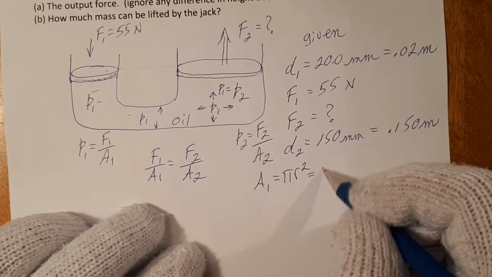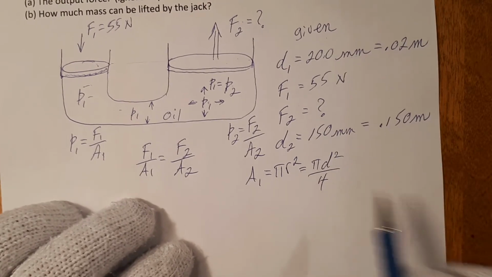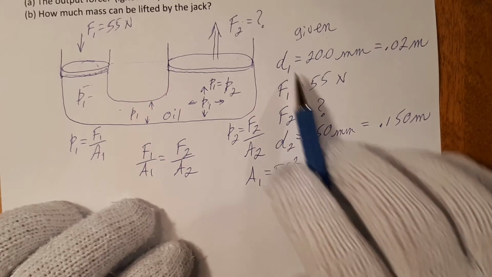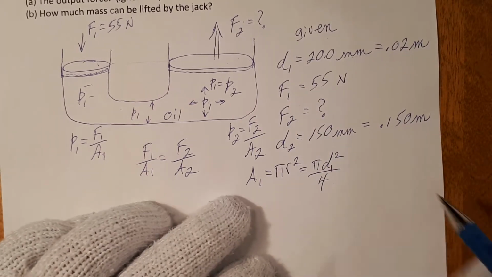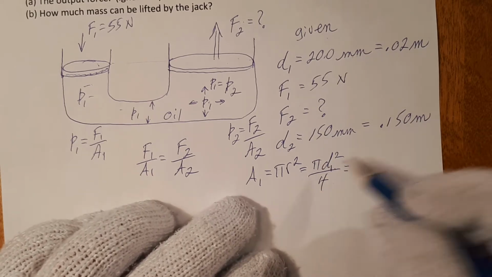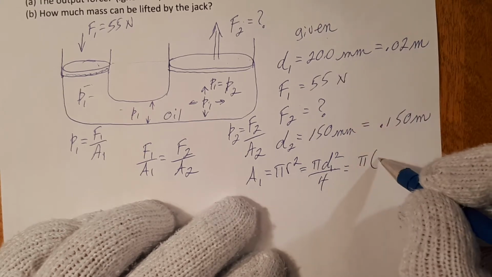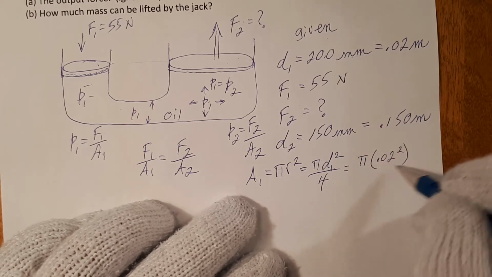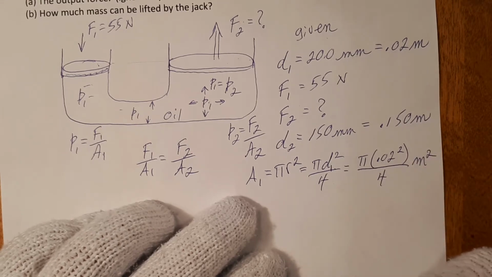And this can also be written as pi d squared divided by 4. Since we're given diameters, we'll call this d1. I prefer to use this equation. And putting in the numbers then, it becomes pi times the diameter given to us in meters, squared divided by 4, and it'll be meter squared.